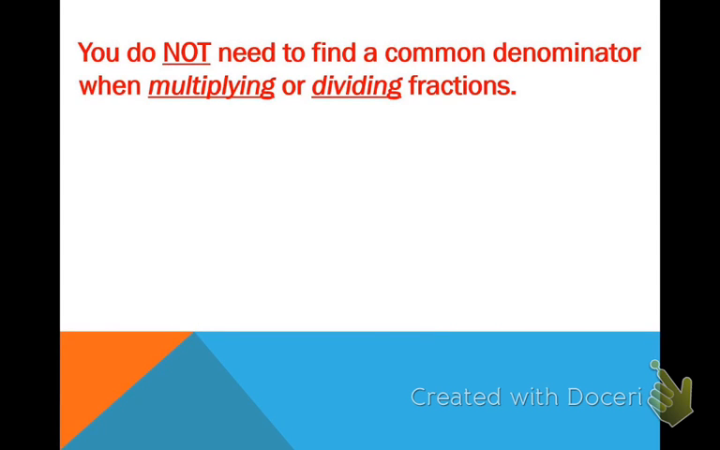Let's go ahead and read together this idea that we need to know when multiplying. Go ahead. You do not need to find a common denominator when multiplying or dividing fractions. All right, so the difference is here. You do not need to find a common denominator. We have trained ourselves to thinking we must have a common denominator. When we're multiplying and we're dividing, this is very different. You do not need a common denominator.